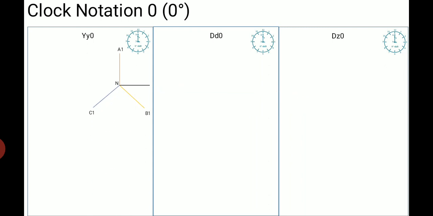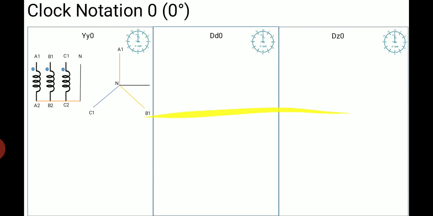Okay, so star can be vectorially represented like this. Now, as it is a 3-phase transformer, we have 3 coils and 1 neutral wire. So A1 A2 represents one coil, B1 B2 represents the other coil, C1 C2 represents the third coil. To obtain the star connection, connect A2, B2, C2 and neutral. So we obtain the star connection.